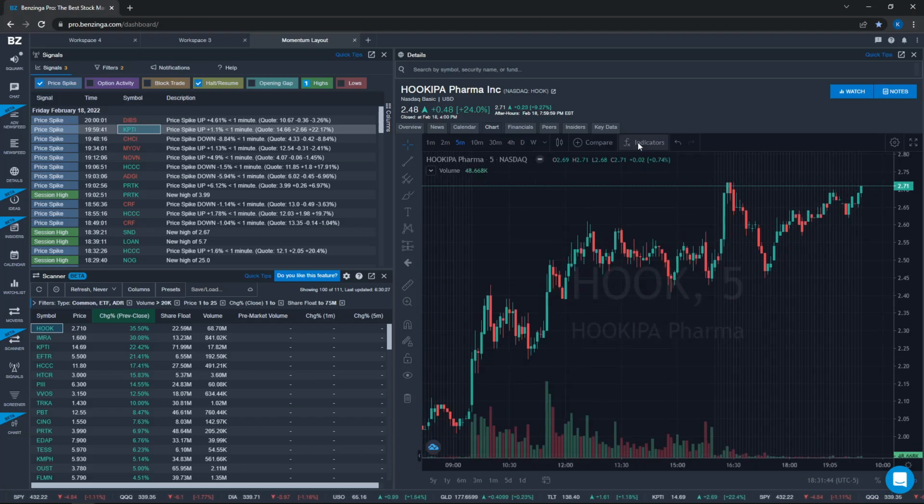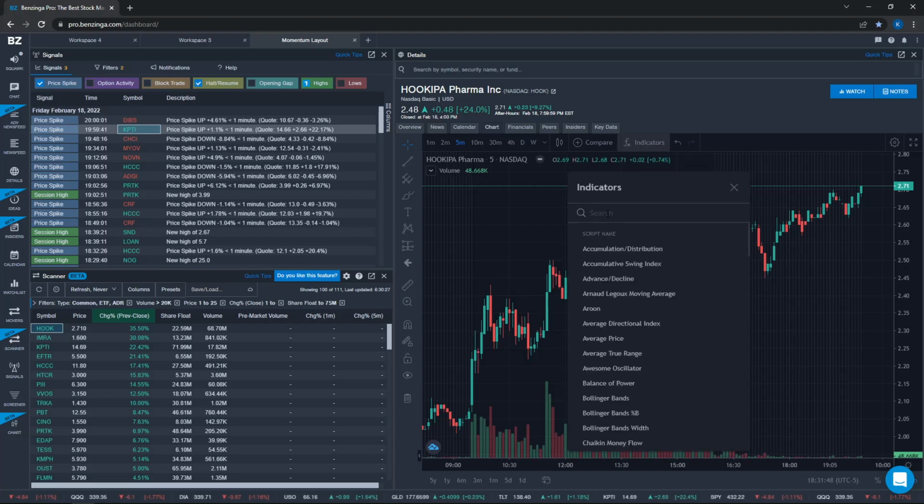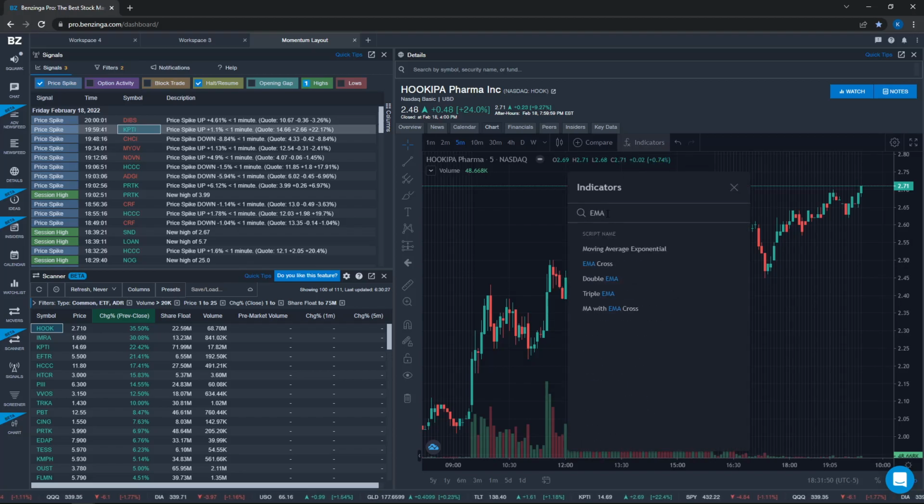So you go up to the top and you click indicators here. I'm going to go ahead and click that and type in EMA for exponential moving average. So moving average exponential, I'm going to click that once. You can see it added one to my chart. I'm going to click it again, and you can click it as many times, as many lines, as many indicators as you'd like to have on your chart. So that's two.